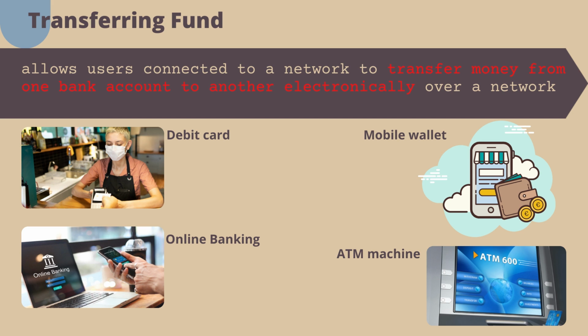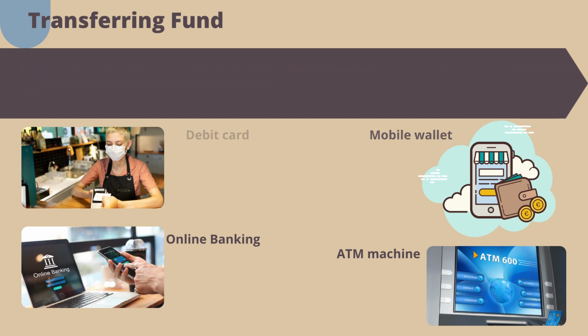Okay, we have done discussing 5 advantages of network. First, facilitate communication. Number 2, sharing hardware. Number 3, sharing file, data, and information. Number 4, sharing software. And number 5, fund transfer. Let's move on to the second learning outcome, disadvantages of network.